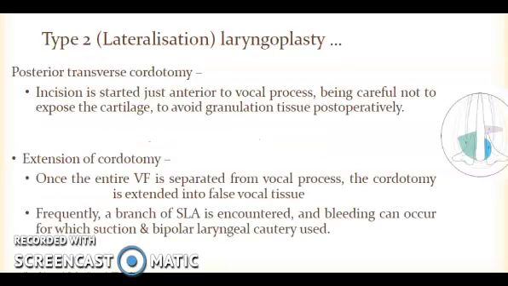Coming to the details of type 2 laryngoplasty or lateralization. Posterior transverse cordotomy: the incision is started just anterior to the vocal process. Be careful not to expose the entire cartilage, to avoid granulation tissue postoperatively. The extension of the cordotomy is done once the entire vocal fold is separated from the vocal process. The cordotomy is extended into the false vocal tissue as well. Frequently, a branch of the superior laryngeal artery is encountered and bleeding can occur, for which suction or bipolar laryngeal cautery is used. To prevent excessive bleeding, the superior laryngeal artery is cauterized.